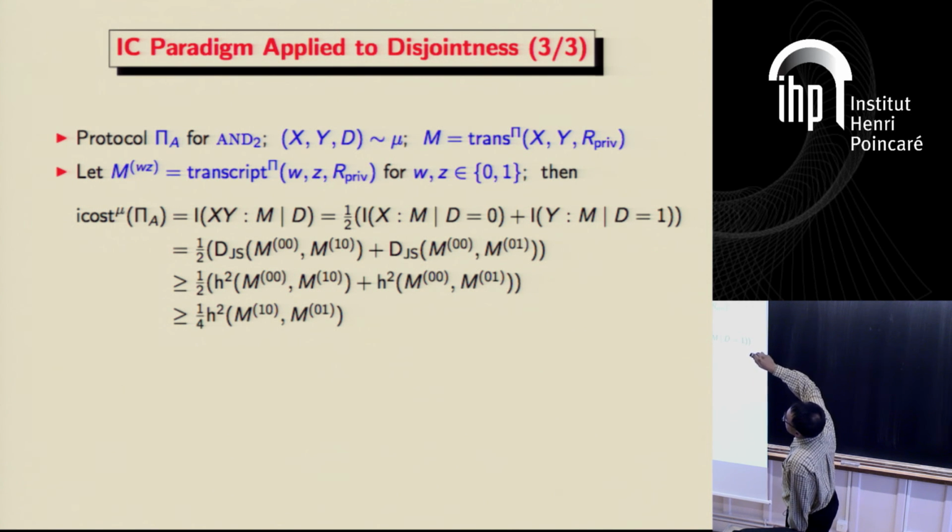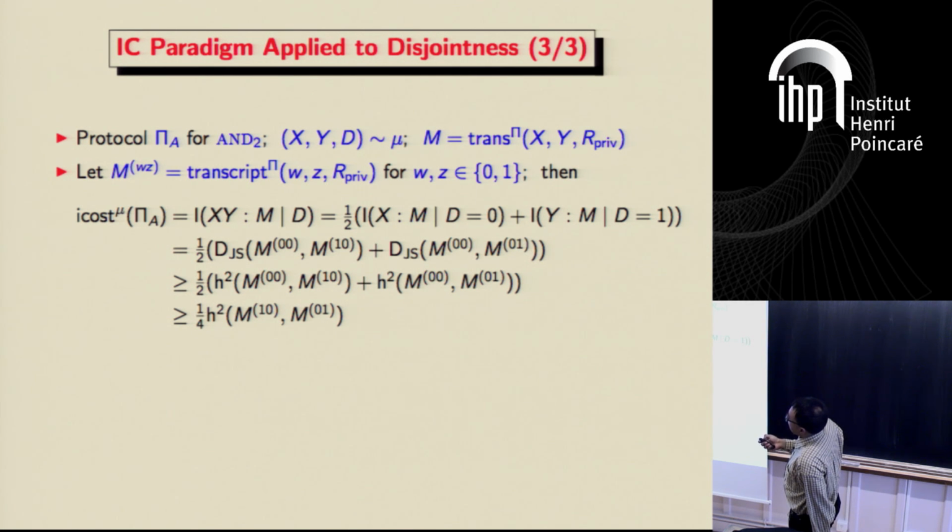Okay, so here's the setup. We have a protocol for the AND function. We have this x, y, d distributed according to that distribution I was showing you. We have M, which is the distribution of the transcript. Okay, so whatever messages are sent in the protocol. So let's use the notation M superscript with 2 bits. So W and Z are 2 particular bits. So M superscript WZ means the transcript when Alice's input is W, Bob's input is Z, and then you use the same random coins to do whatever the rest of the protocol does.